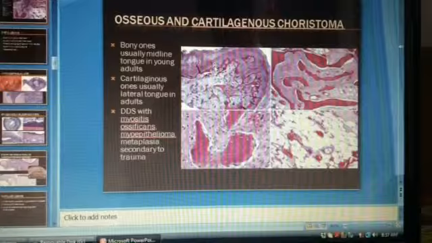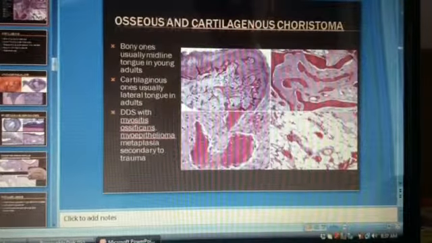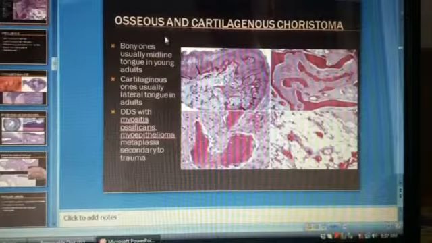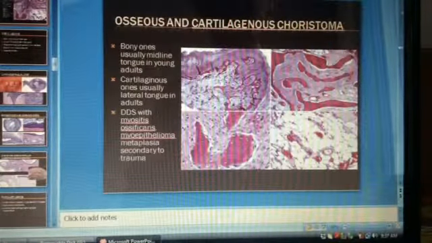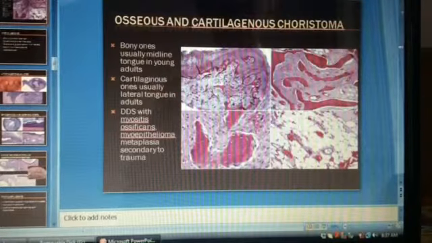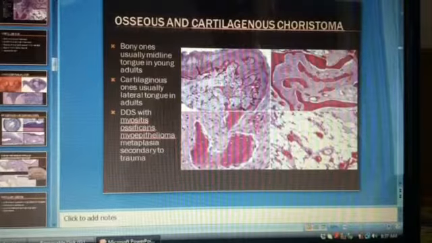Now, there are also choristomas that can be seen in this area as nodular lesions. Those that are made primarily of bone tend to occur in the midline in young adults, whereas those that have primarily cartilage usually occur a little bit more laterally in the tongue.